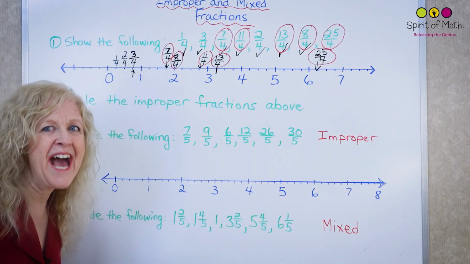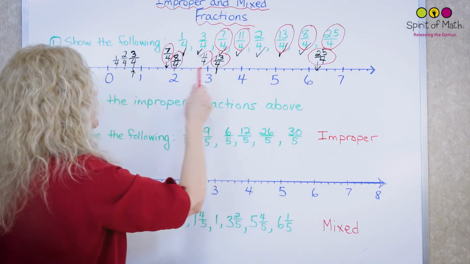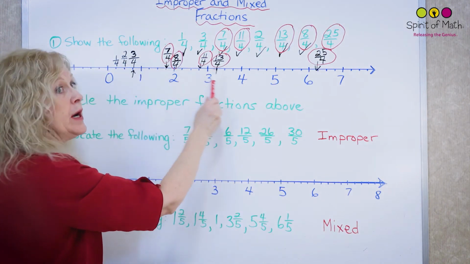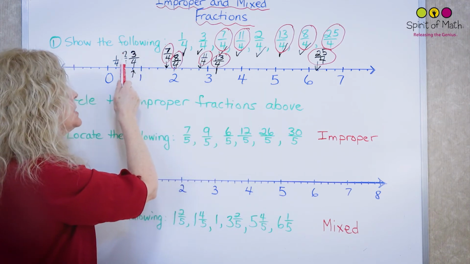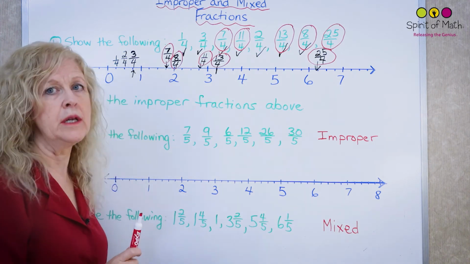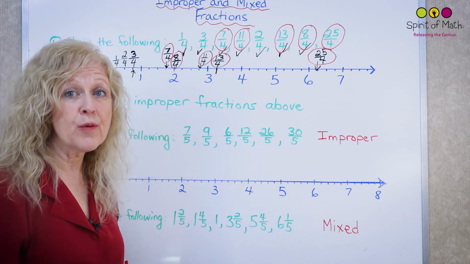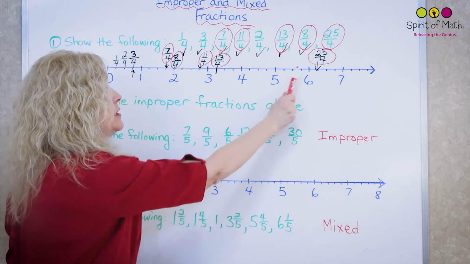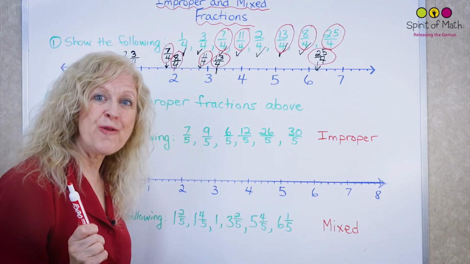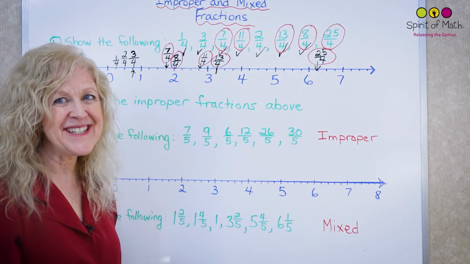Look what happened. All of these are improper. They were all above the 1. And all the numbers underneath the 1, between the 0 and the 1, are proper fractions. The improper ones are bigger than 1. So we're going to do some more, and you're going to see why and what happens now.